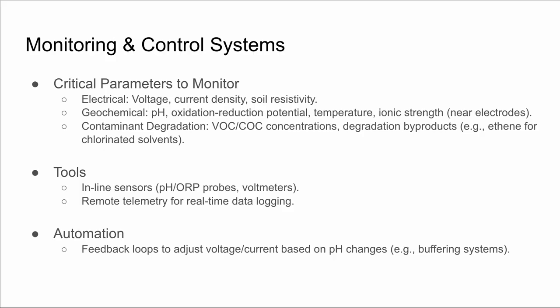Some of the tools we can use are inline sensors, for example, pH or oxidation reduction potential probes. We can also use voltmeters to track the voltage and current at the site. We can also use remote sensors that send real-time data to laptops so we can adjust voltage automatically if pH has a dramatic change.